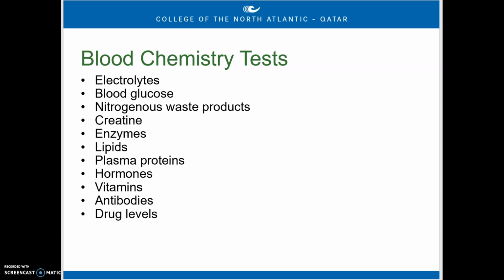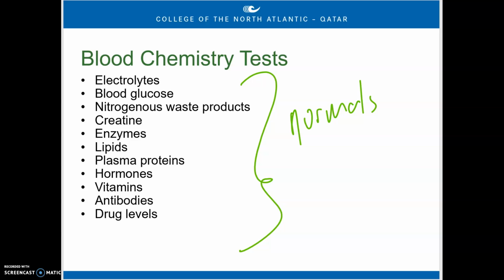And finally, these are all the things that show up in the blood, generally in the plasma: electrolytes, glucose, nitrogenous waste products, creatine, enzymes, lipids, plasma proteins, hormones, of course, which we talked about, vitamins, antibodies, which are part of our immune system, and drugs. All of these show up in blood chemistry tests. So there are various different tests we can perform to find out the levels of all of these products. And when we compare that to what we know are normals, we can tell if there's an imbalance or if there's a problem with this particular sample.